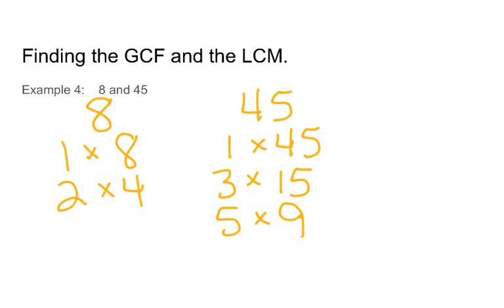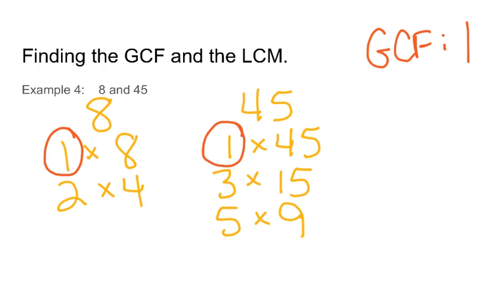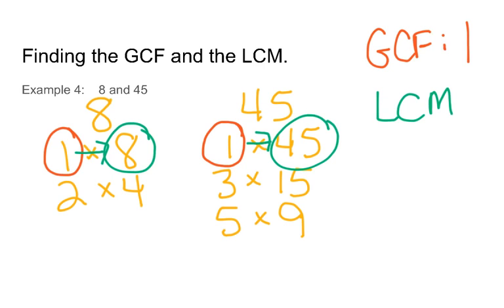So then we look for our common factors. So our common factors, the only thing they have in common is 1. So their GCF is 1. So I wanted to show you that it's okay to have 1 as a GCF. Then what is paired with a GCF? And with the 1 here, we have paired with an 8. And the 1 here is paired with a 45. So our least common multiple is going to be 1 times 8 times the 45.